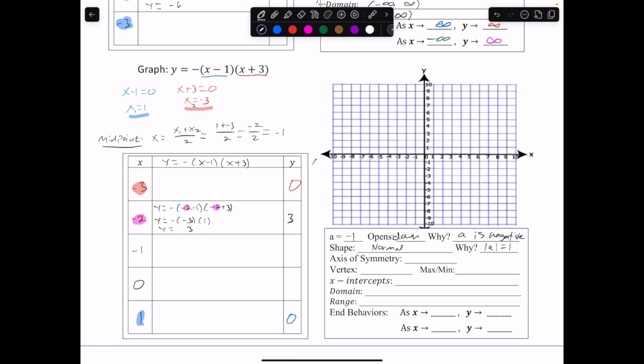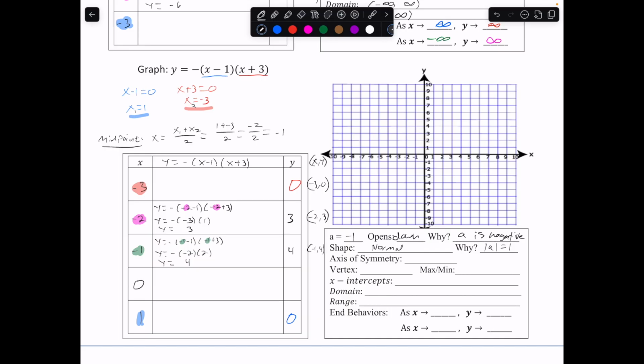Oh, and I forgot to list the ordered pair. So x comma y, this is going to be -3 comma 0. This will be -2 comma 3. Okay, and let's go ahead and check the next one. Next we're going to plug in -1. So y is equal to negative parentheses -1 minus 1 times -1 plus 3. So y is equal to -2 times 2. Well, negative times -2 is +2 times 2 gives us 4. So our next ordered pair will be -1 comma 4.